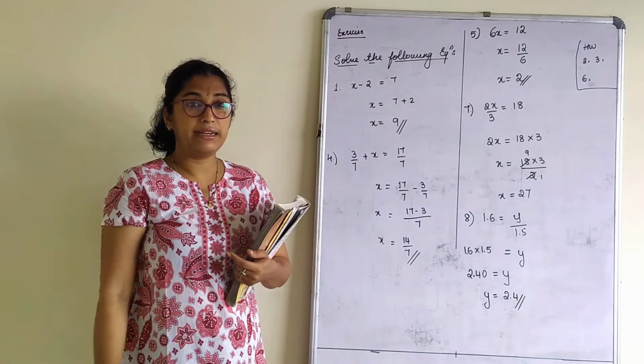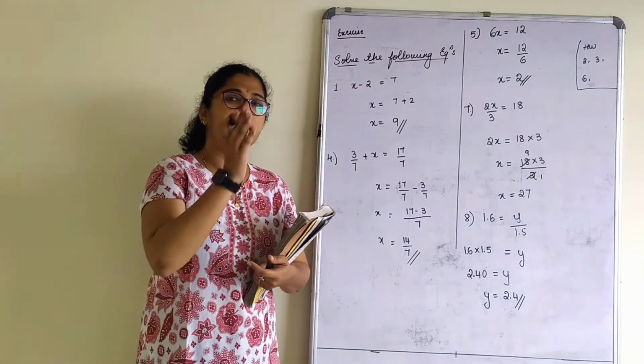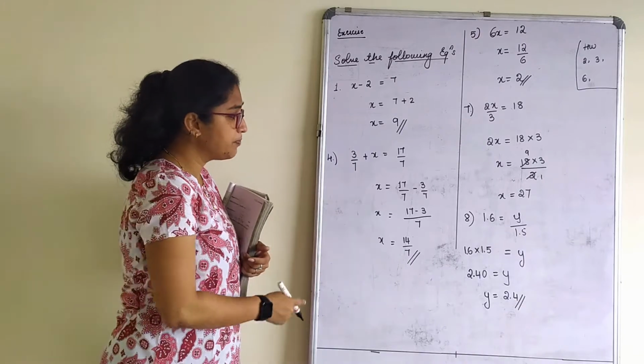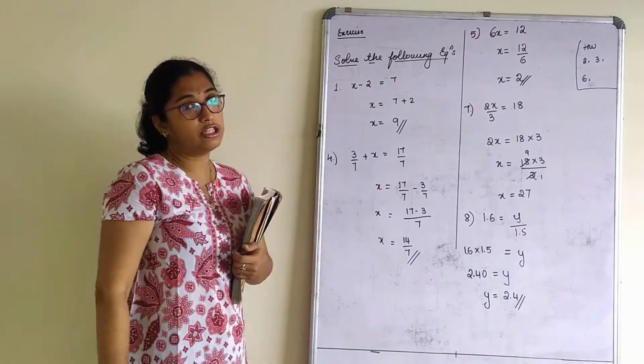Understood how to multiply decimals? First multiply the numbers, then just place the decimal. I want you all to copy down this and solve the next one.